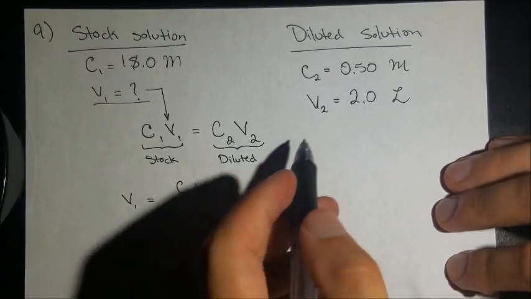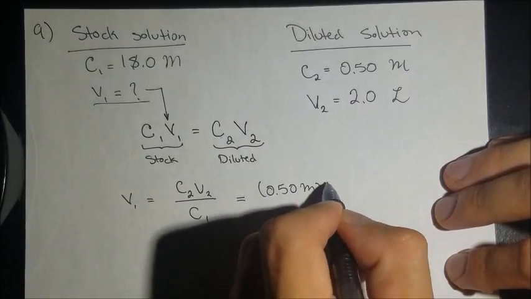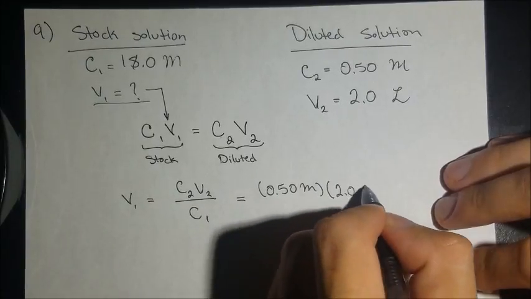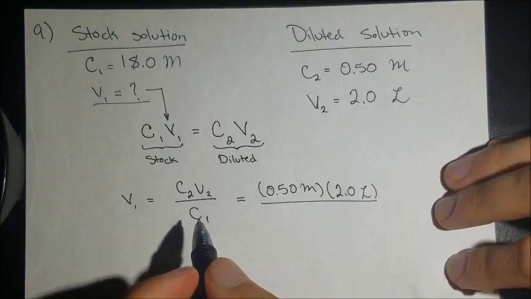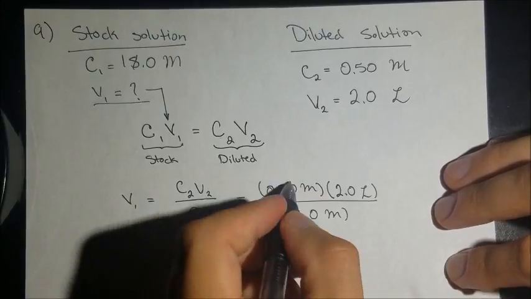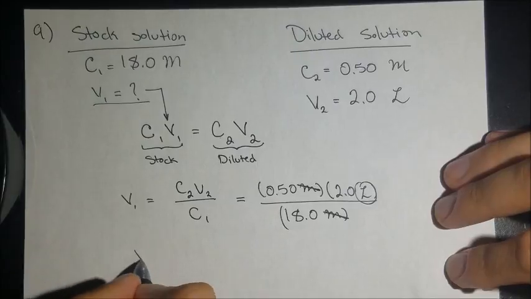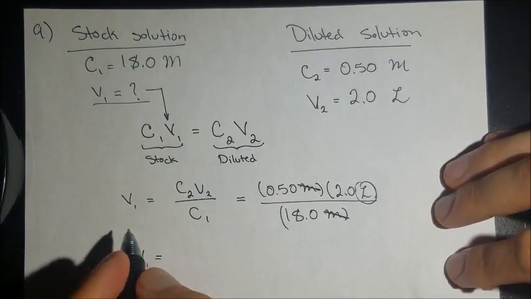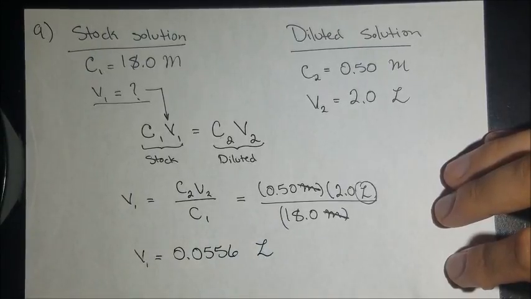So let's go ahead and plug all of this in here. So C2 is 0.5 molar, and V2 is 2 liters. And we're going to divide all of that by C1 here. And C1, if you remember, was 18 molar. That was for the stock. Molarities cancel. Very important. And now we're left in the units of liters. So if we do this, we would find that we need a volume, V1, of 0.0556 liters.